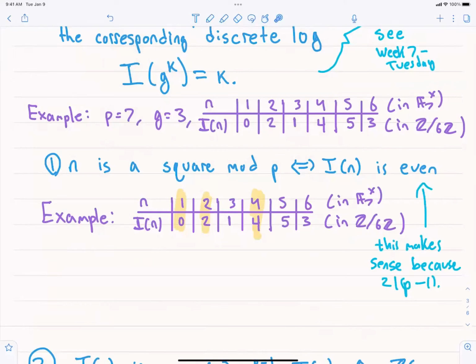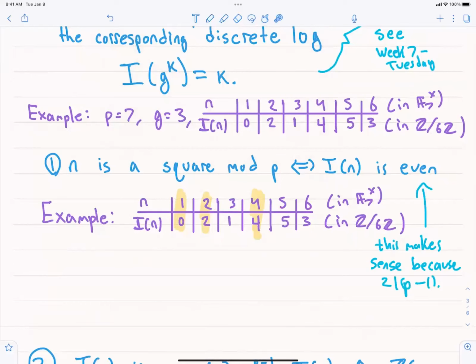And of course, you can see that in this example, like mod 6, 3 is congruent to 9 mod 6, but 3 and 9 are both odd. You can't get two things that are congruent mod 6 where one's even and one's odd. So this sentence, I of n is even, makes sense. Okay, good. So let's justify.